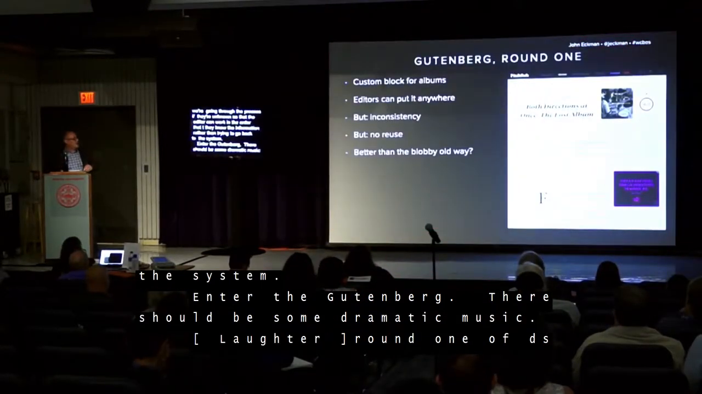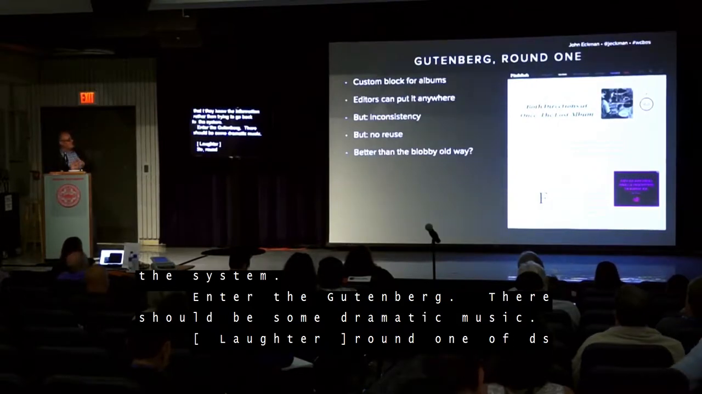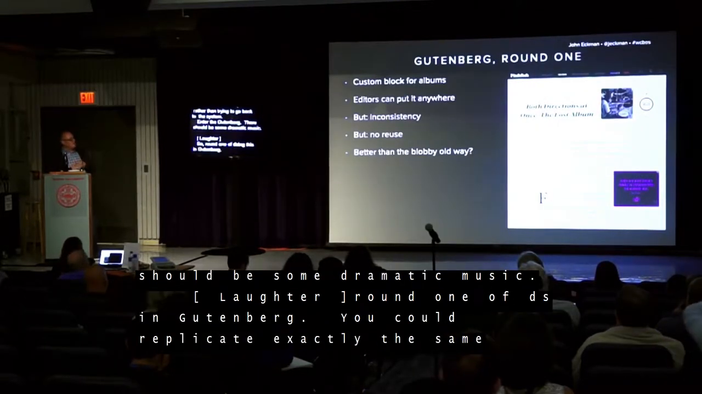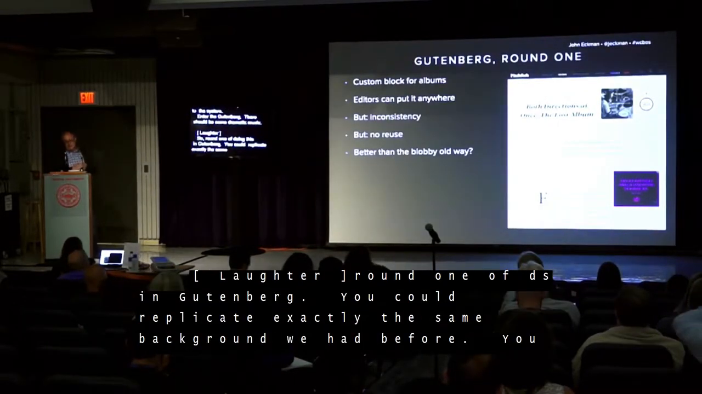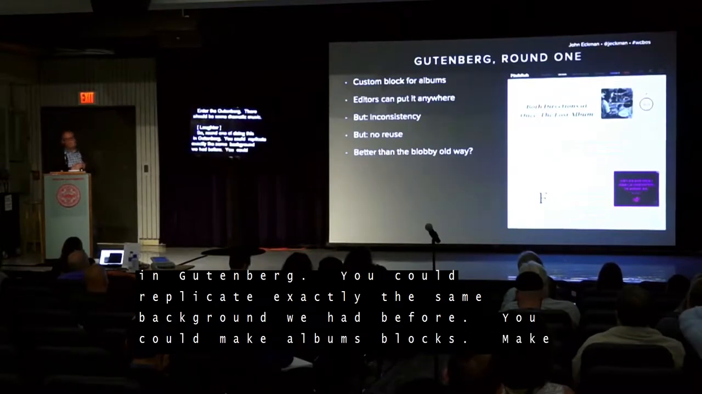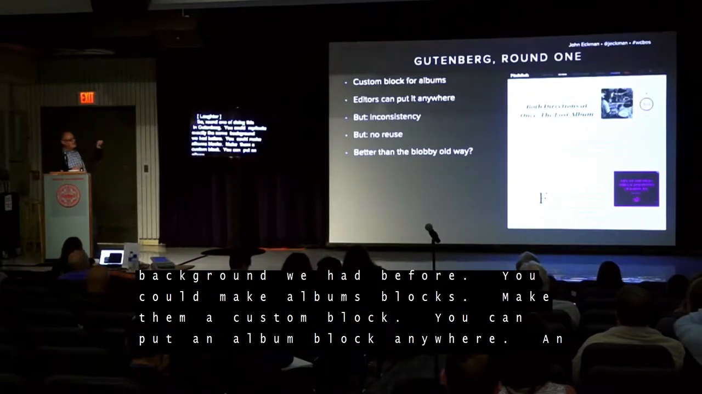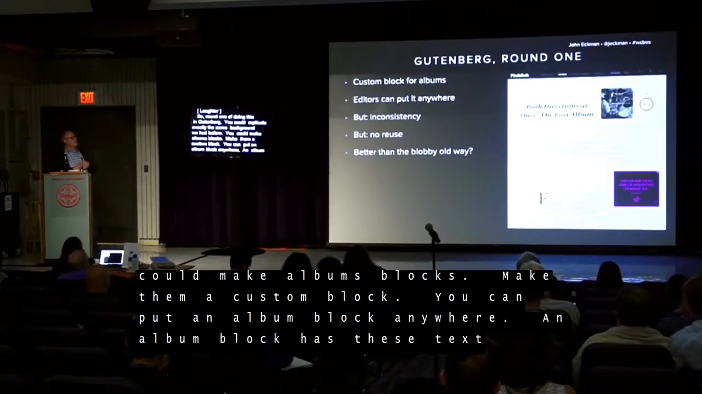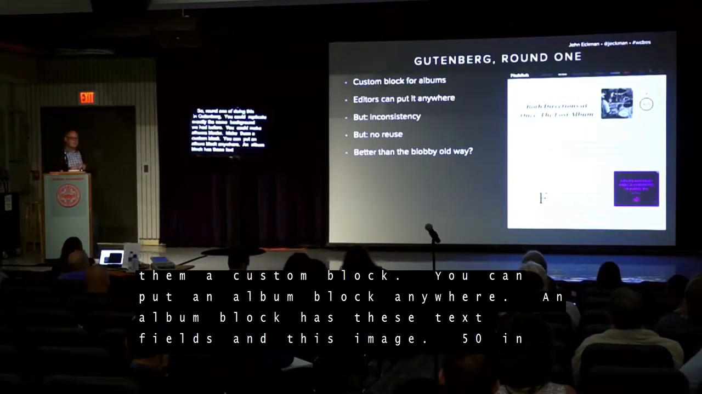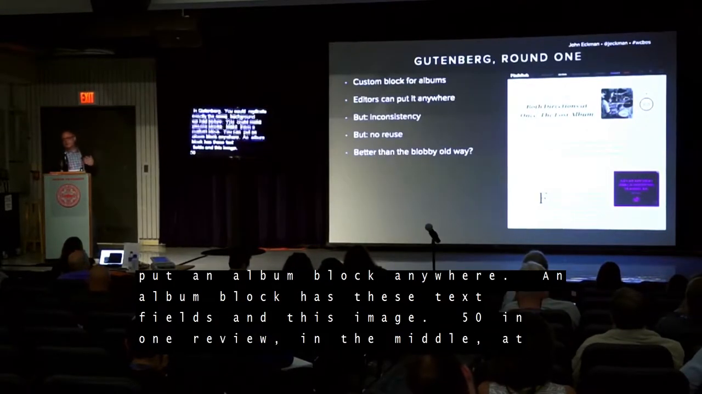So round one of doing this in Gutenberg, you could replicate exactly the same bad round one we had before. You could make albums blocks. You make them a custom block. You can put an album block anywhere. An album block has these text fields and this image. Right? Editors can have 50 of them in each review. They can have all they want, or they can have one in the review. They can put it at the end of the review, or in the middle, or at the top, or anywhere they want.